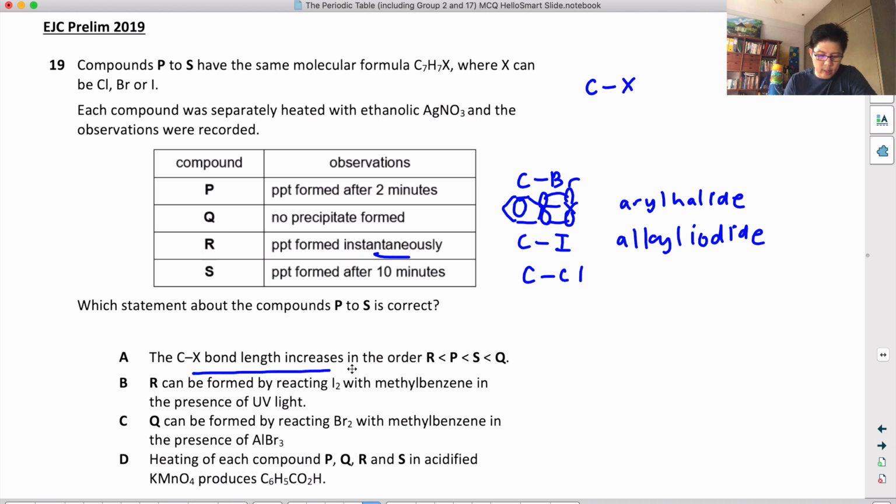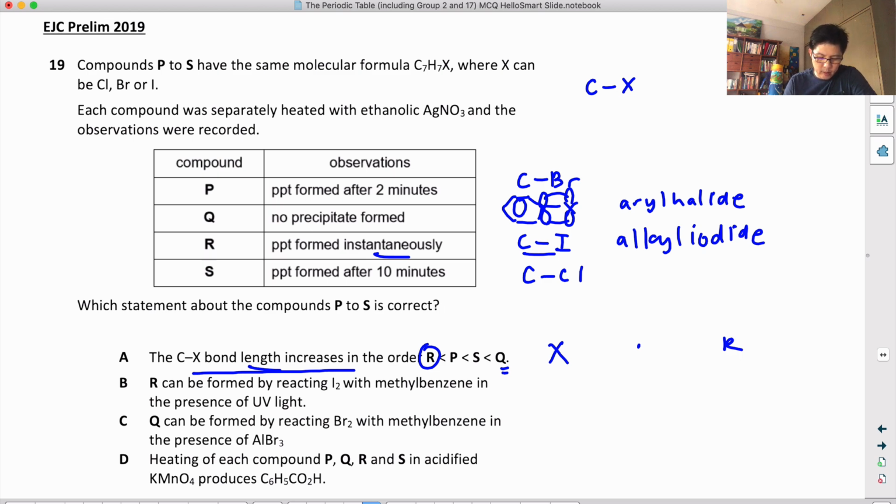So the C-X bond length increases from... does R have the strongest bond? Let's look at R first. This is the longest bond, right? The bond length. This seems like the shortest. So A is definitely wrong already. The bond length increases, so it must go from the shortest to the longest, but it should be the other way around. The one with the longest bond length should be R. So that's wrong.